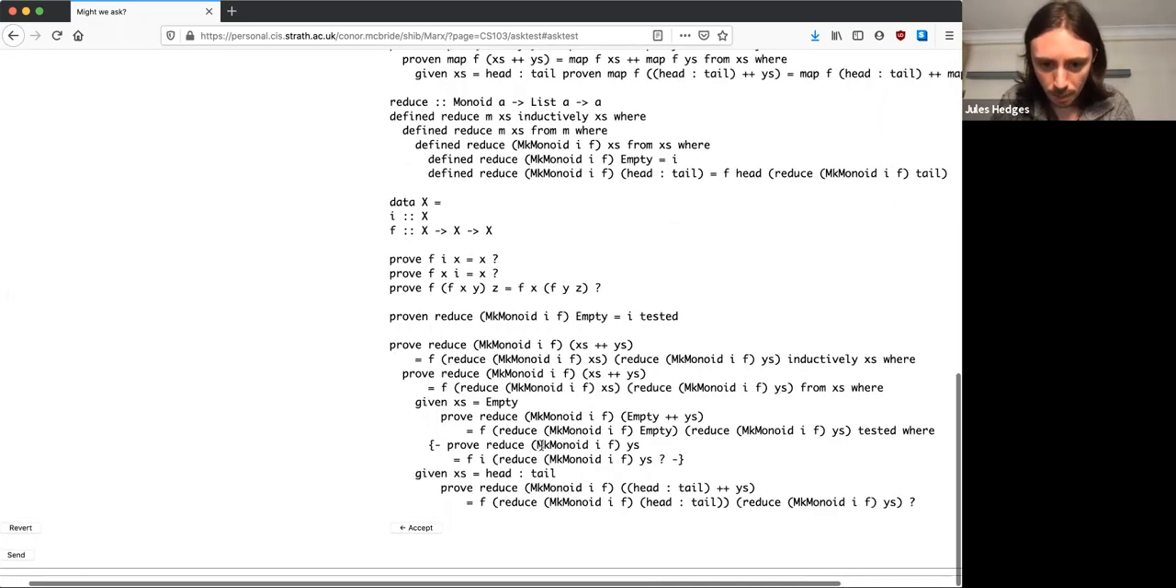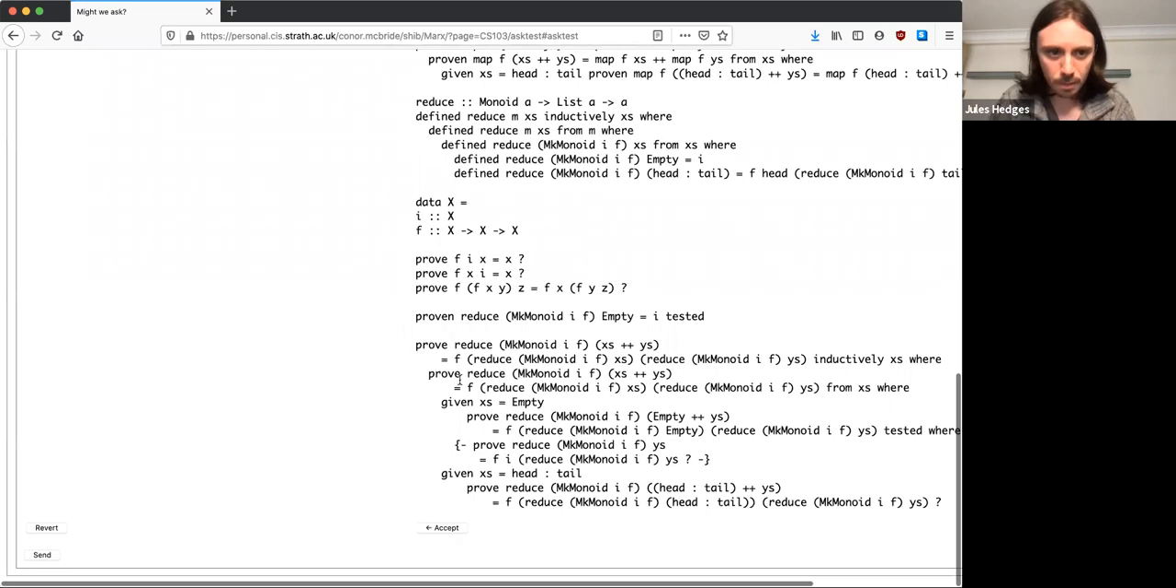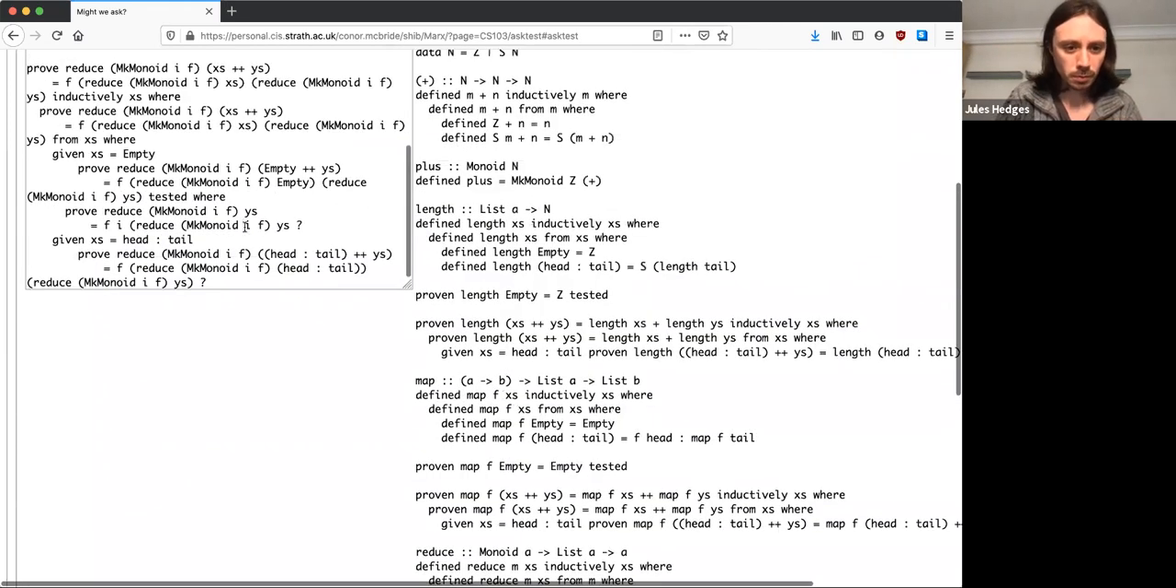I made a mistake. Oh, I missed out a bracket. That goes here.